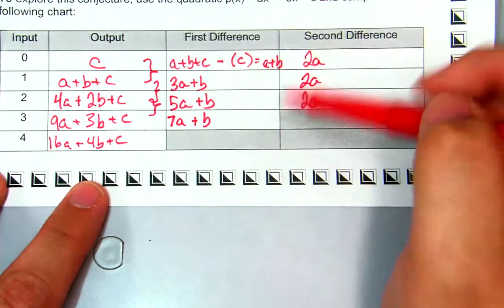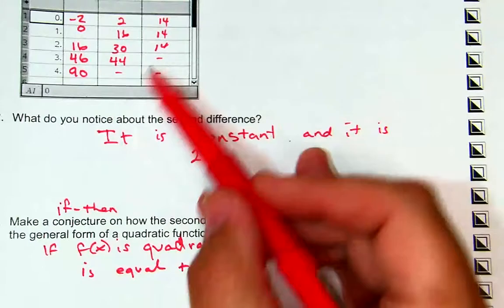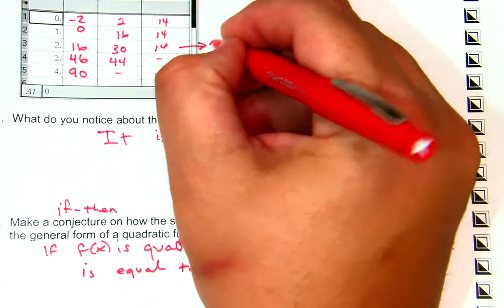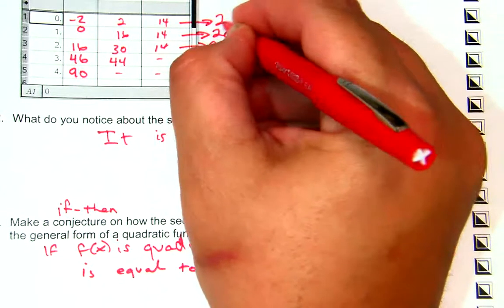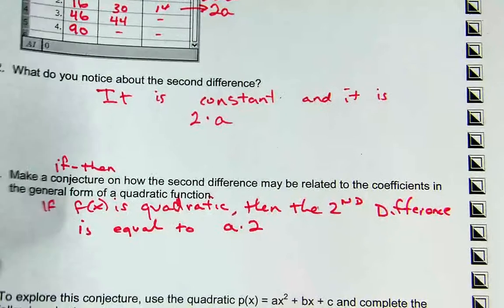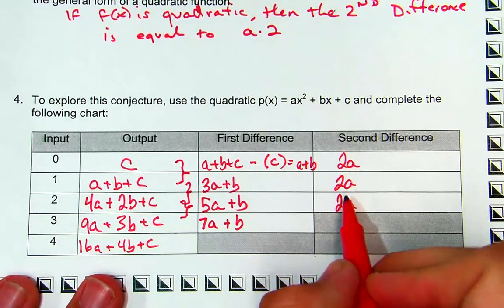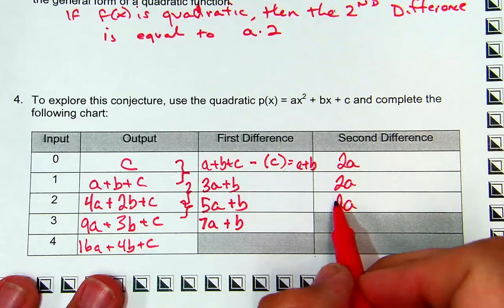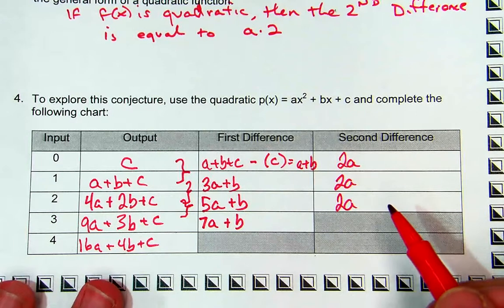Now does this reinforce the idea that for these values, that should be a 2 times A, that should be a 2 times A, and that should be 2 times A? And when we plugged in numbers, we ended up with the second difference equal to 2A. So it ended up working out perfectly, exactly the way that we thought it would.